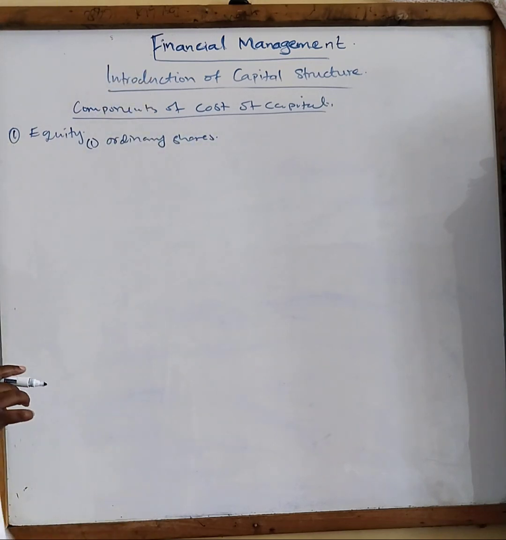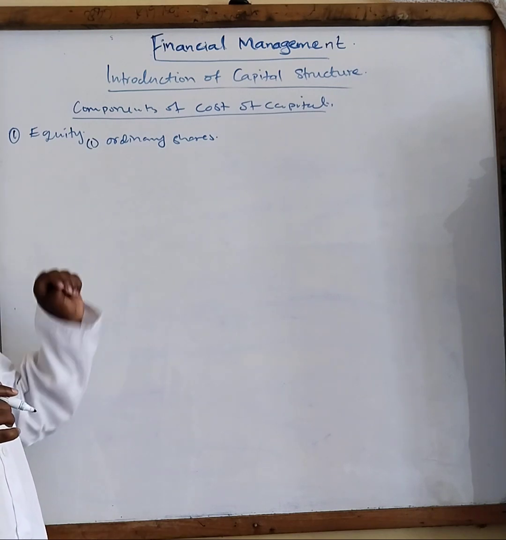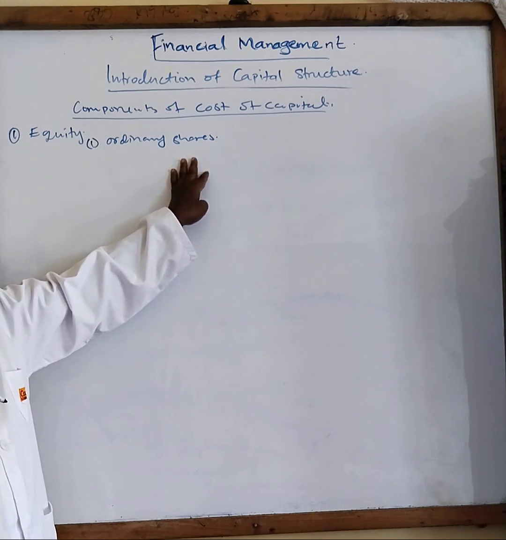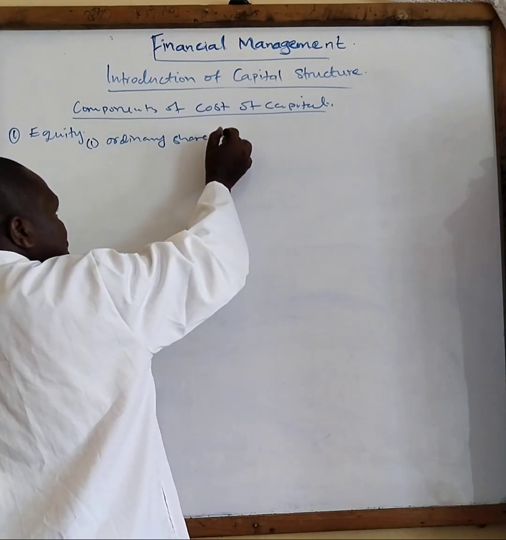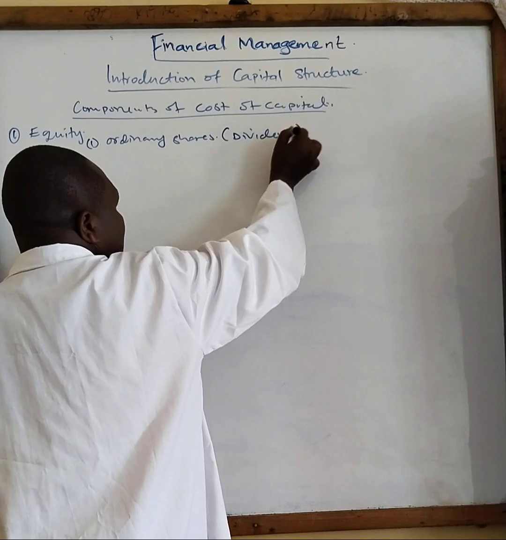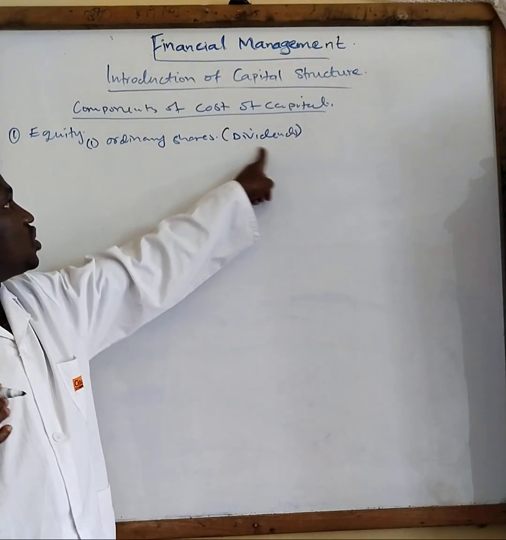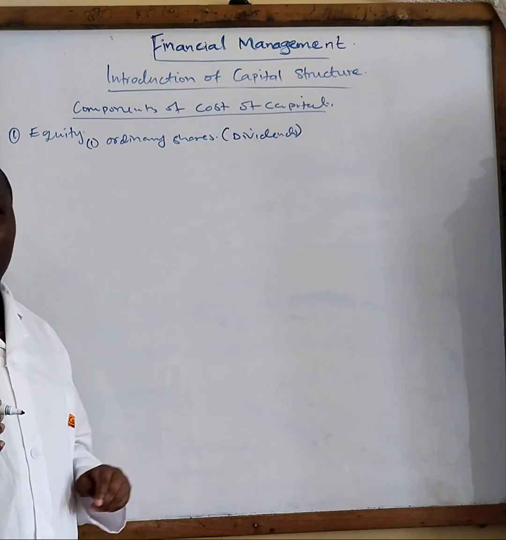Ordinary shares. Now, when we talk about ordinary shares, it means that this is the capital contributed by shareholders into the organization. For that matter, the cost here is dividends. The cost under ordinary share is dividends. So this cost of capital under ordinary share is what you now want to know.